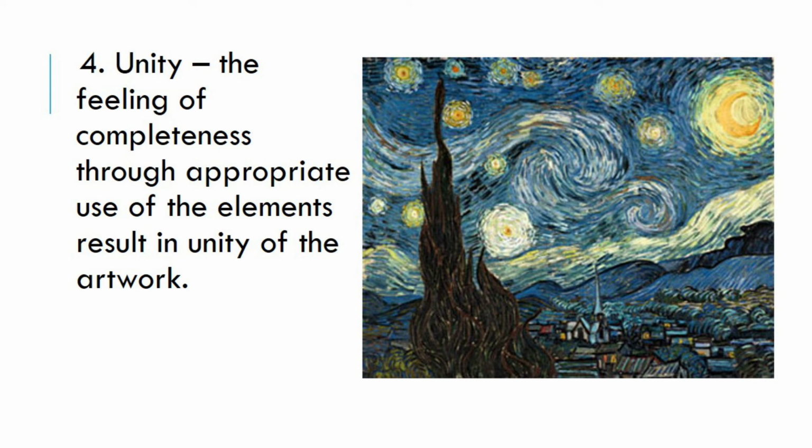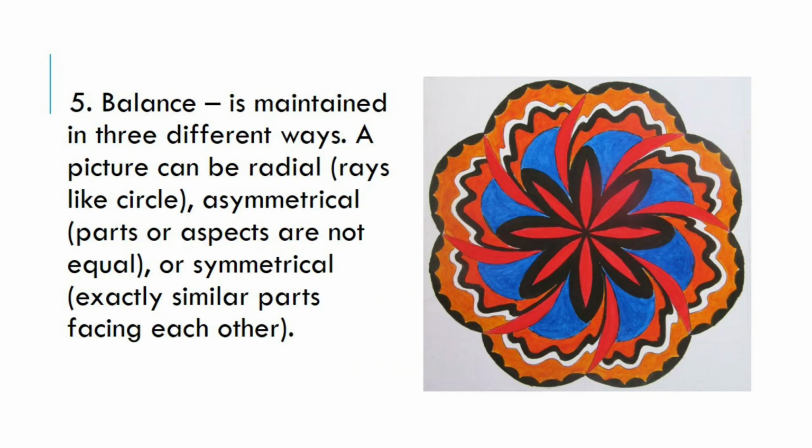Next is the balance. There are three ways to maintain a balance. First, it can be radial, wherein the rays of the artwork are like a circle. Next way is the asymmetrical, wherein the parts or the aspects of the artwork are not equal. Or the symmetrical, that is exactly similar parts facing each other.